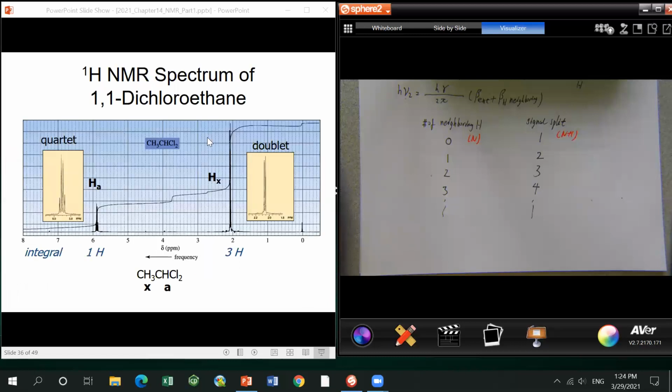Right, here's a real example, 1,1-dichloroethane. We look at the middle CH, that's HA, with three neighboring hydrogens, so you get a quartet with intensity 1 3 3 1. And if you look at the HX, that's the methyl group, it only has one neighboring hydrogen, so by the N+1 rule, that's a doublet.